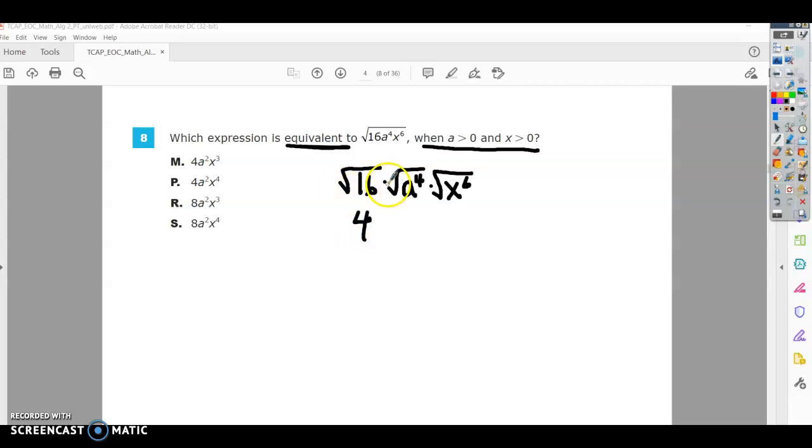And then we know that the index is 2, and when this is a variable to a power, we can just take the index and divide it into that power. So 2 goes into 4 2 times, so I'm going to have a squared. And then same thing here. The index is 2, so 2 into 6 is x to the 3rd. And we look over here, and we can see that M is the correct answer.